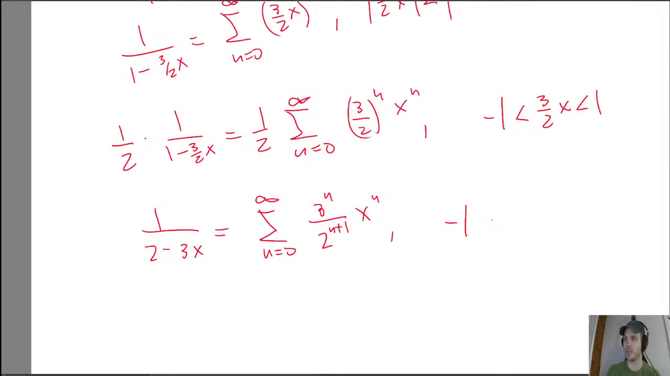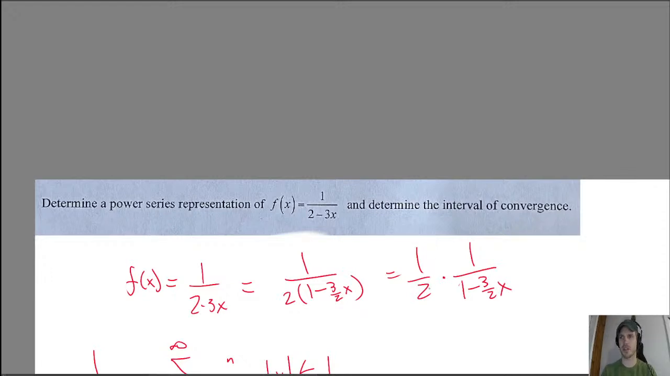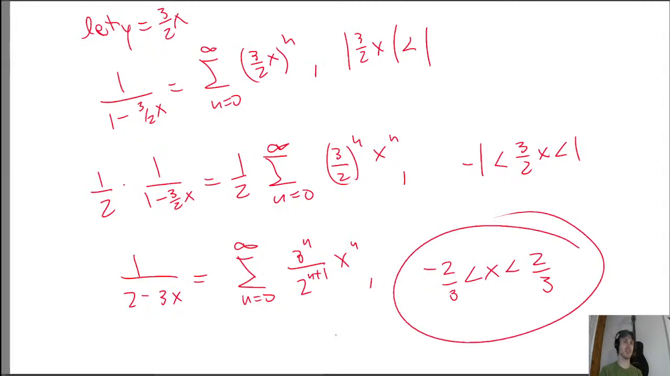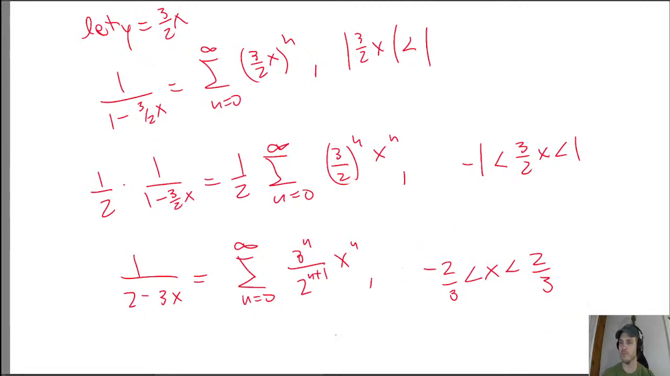Okay, so we're going to multiply by 2/3 here. And this should be good. That should be everything. Let me look back at what they said is the problem. Determine a power series representation of f of x and determine the interval of convergence. So this is the interval of convergence. Yuck! I should probably commit that to memory, but I refuse. I don't know why I would ever want to do that. This is a gross homework.